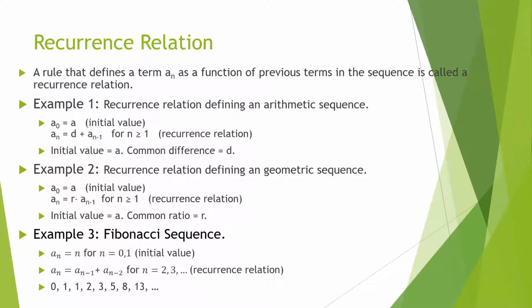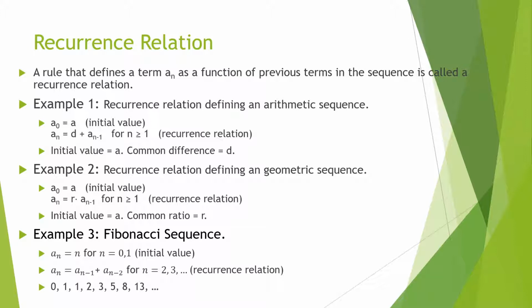What is a recurrence relation? A rule that defines a term like a sub n as a function of previous terms in the sequence is called a recurrence relation. So in order to illustrate what a recurrence relation looks like, let's consider the case in which we want to define an arithmetic sequence using the recurrence relation between its terms.